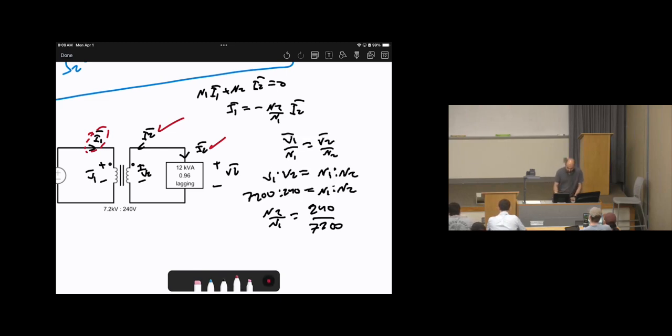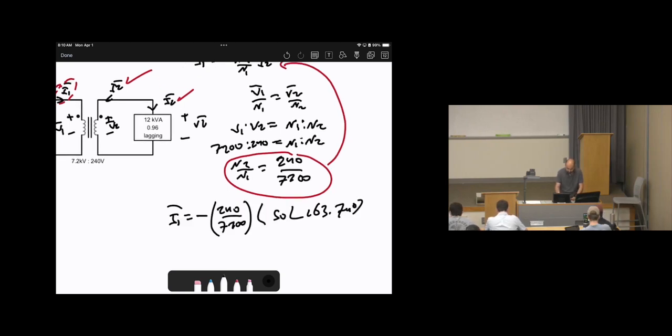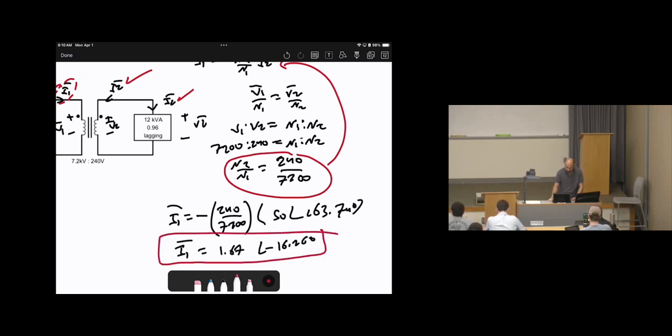As a result, we can substitute this here. This yields I1 bar equals negative 240 over 7,200 times I2, which we calculated as 50 angle 163.74 degrees. Then the answer will be 1.67 angle negative 16.26 degrees. This is I source. Okay? Does this make sense?